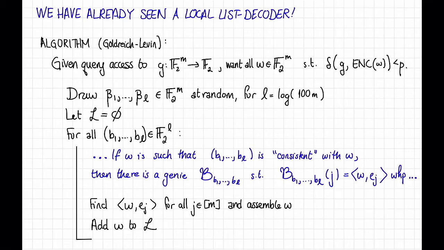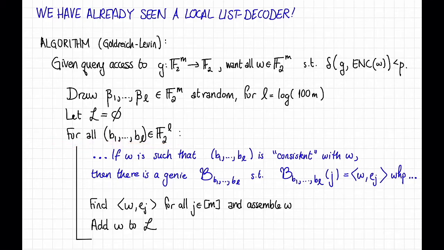So here was the algorithm. We were given query access to some function g, and we wanted to recover all w's so that the encoding of w under the Hadamard code is within p of the received word g. That is, for each such w, we wanted it to be contained in the output list with probability at least 2/3. Our algorithm went as follows. We drew some random variables. We initialized a list to the empty set. We looped over a bunch of things, b1 through bl, these bit vectors.